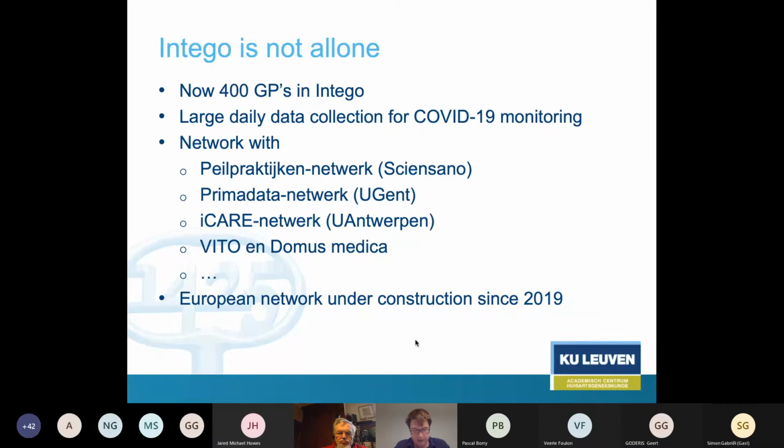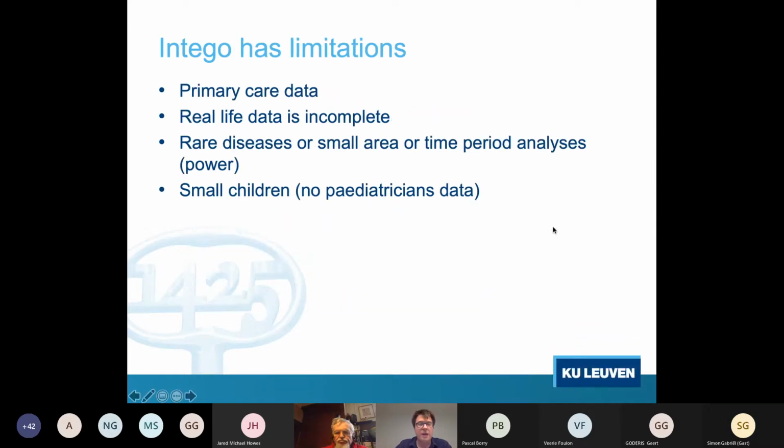And we're not alone. As said before, in Intego, we are a network, but we are also now collecting data together with Cienzano from a very large network of practices. We work together with the other colleagues who are gathering data from primary care, and it's mainly Cienzano, and then for some parts UGent and Antwerpen, and we have some contacts with Titel and Domusmedica, who have some plans as well. And it's functioning on a low level now, but in 2019 we started to construct a European network that is trying to gather all this data, because of course international comparison is very, very relevant.